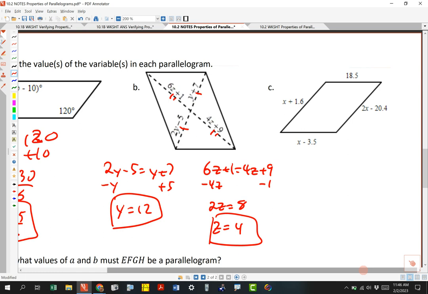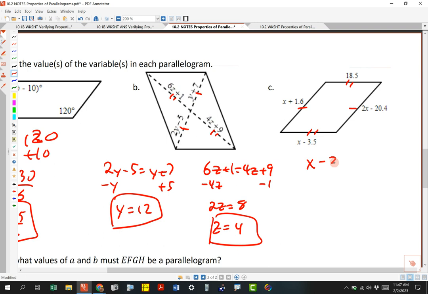Lydia, any ideas on this one? If we know it's a parallelogram, we have enough information that we could solve and find these lengths here. It's 22. Opposite sides would be congruent. So those two things would be congruent. And wouldn't those two things be congruent? I would believe so. So which one do you want to solve? The left and right one. The up and down one. Up and down for sure.